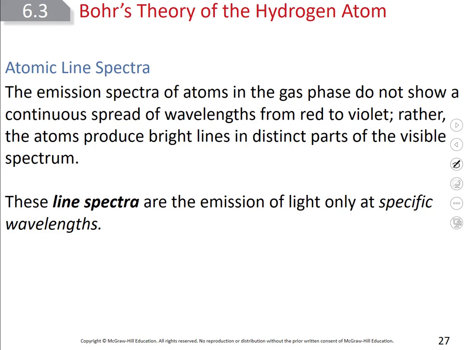Same idea as black body radiation. This light is going to have different wavelengths in it. Those wavelengths are going to tell us something about what the electrons are doing. So the line spectrum is the emission of light at only very specific wavelengths. So I'm going to switch now to a demo.